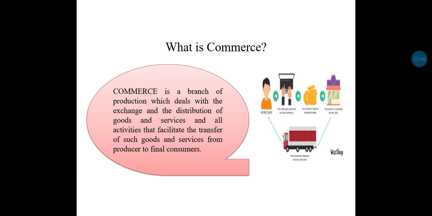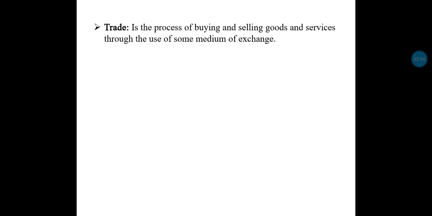In other words, for commerce to occur effectively, trade and industry have to take place together in a harmonious way. So, what exactly do trade and industry mean, you may ask. Well, let's see what trade means. Trade in Arabic التجارة is the process of buying and selling goods and services through the use of some medium of exchange.